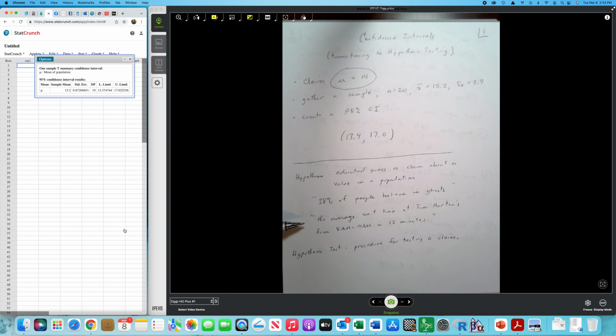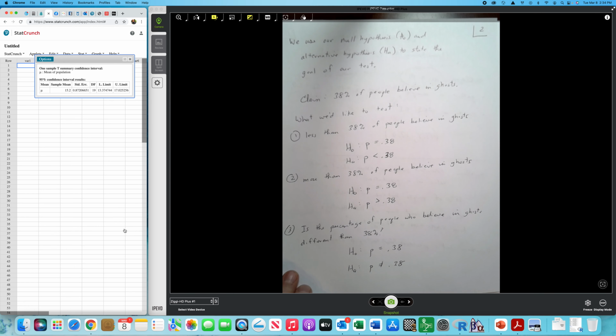Another claim, maybe someone may say that Tim Hortons in Portsmouth, that the average wait time from 8 a.m. to 9 a.m. is 12 minutes. Again, that is a claim. What hypothesis testing does, it gives us a very rigid process or procedure for testing a claim about a population value.